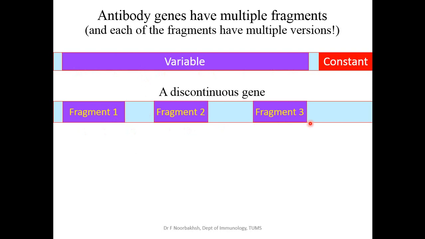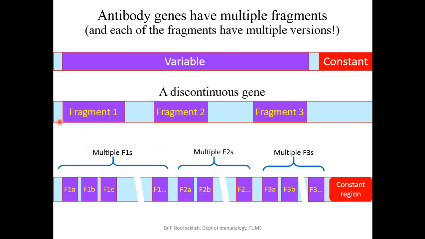So the DNA molecule is the same everywhere, including the so-called hematopoietic stem cells, which are going to produce B cells. So this is discontinuous. It has to undergo recombination before it can be transcribed. But the interesting thing is that when you look at the part which we've called here fragment 1, or fragment 2, or fragment 3, you will see that each of these fragments has many different versions. So it's not a single fragment 1.